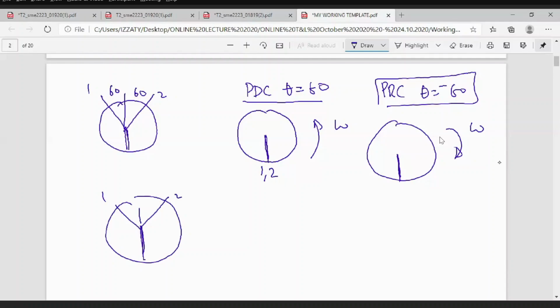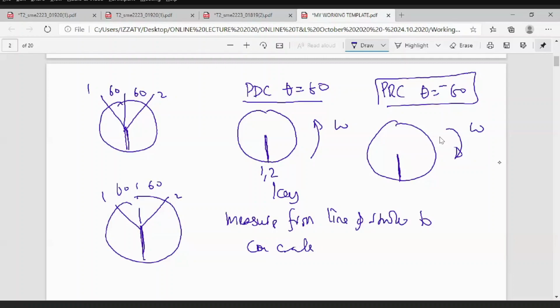So how is it? This one is of course 60 degrees. Remember what is the keyword? Measure from where? Measure from the line of stroke to where? To the common crank. Okay. So measure from the line of stroke to the common crank, where your common crank is following the given direction. This is the given direction.